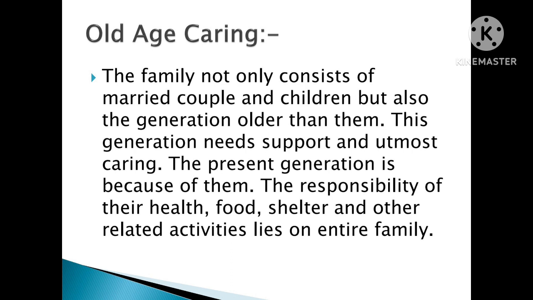Let me read the definition one more time completely. The family not only consists of married couple and children, but also the generation older than them. This generation needs support and utmost caring. The present generation is because of them. Understand it clearly. The responsibility of their health, food, shelter and other related activities lies on the entire family. So if the father is the working person, he needs to take care of not only the children but also his parents, because the present generation is because of those parents. So it is old age caring, and it is very, very important.